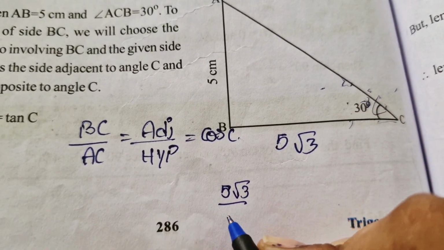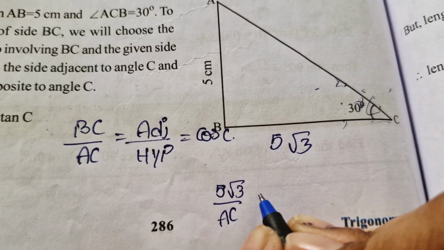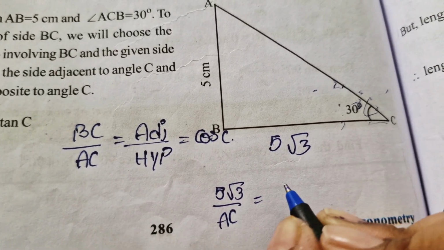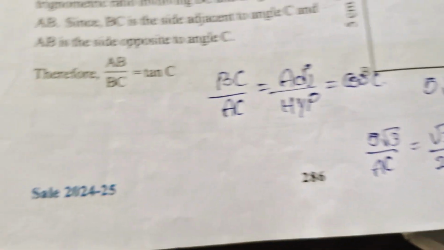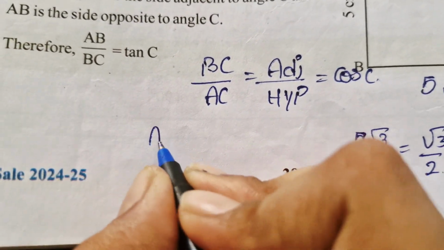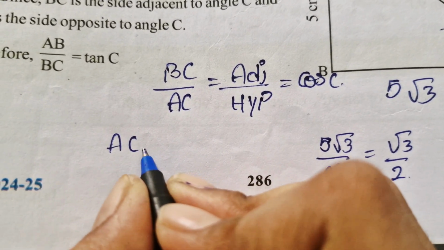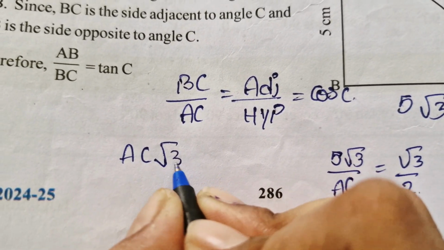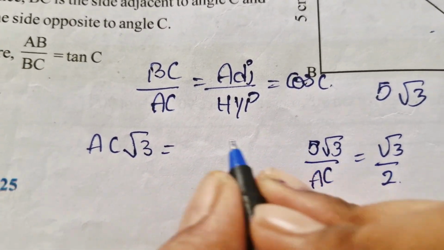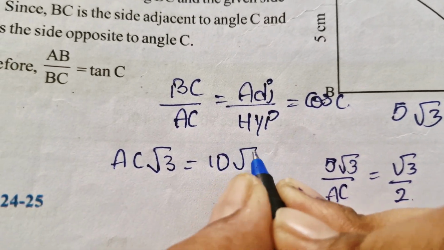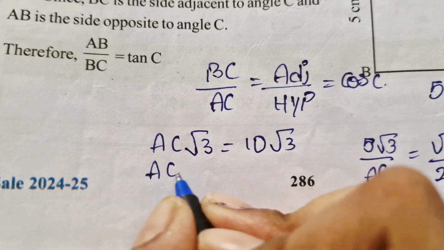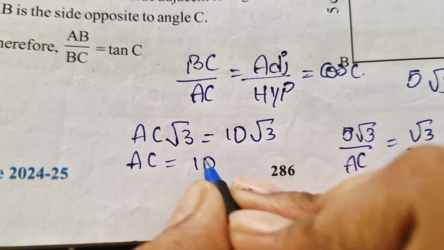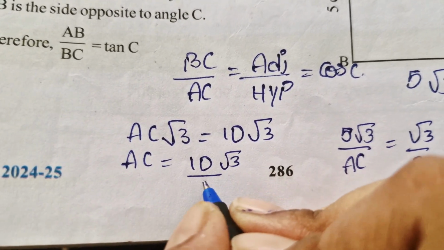We have to find the AC. So, we are writing this 5 root 3 by AC is equal to root 3 by 2. So, let us cross multiply it. So, we can get AC root 3 is equal to 5 twos are 10 root 3. So we are sending this root 3 to the right side. So AC is 10 root 3 by 3.